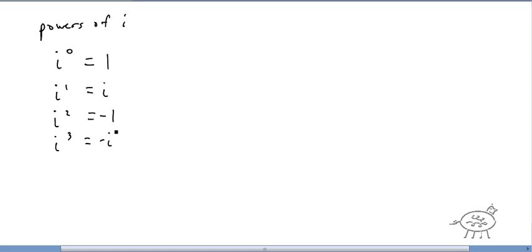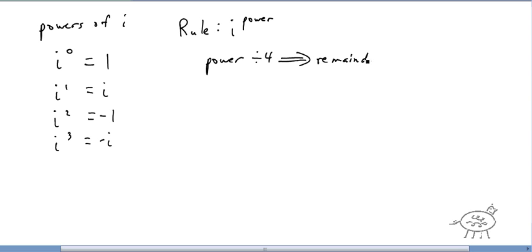The reason I like those is, this is the rule that I made up. The rule is you have i to a power. And what you're going to do with that power is divide it by 4, and you're going to have a remainder. I don't even care what the number is. It could be 5,000 remainder whatever. I'm only concerned about the remainder. So the remainder is either going to be a 0, a 1, a 2, or a 3.